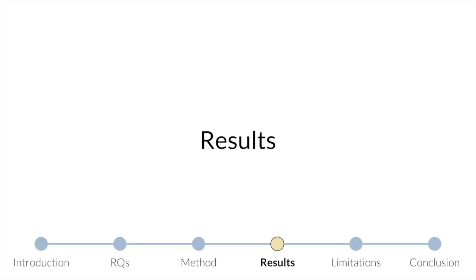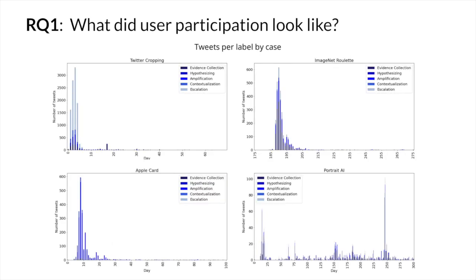And here's what we found in our analysis. While looking at some plots showing the number of tweets over the length of the case's life, we found that participation typically happened in a singular short burst followed by a long tail of continued labor. The only exception to this was our Portrait AI case, which portrays a much more scattered participation density.